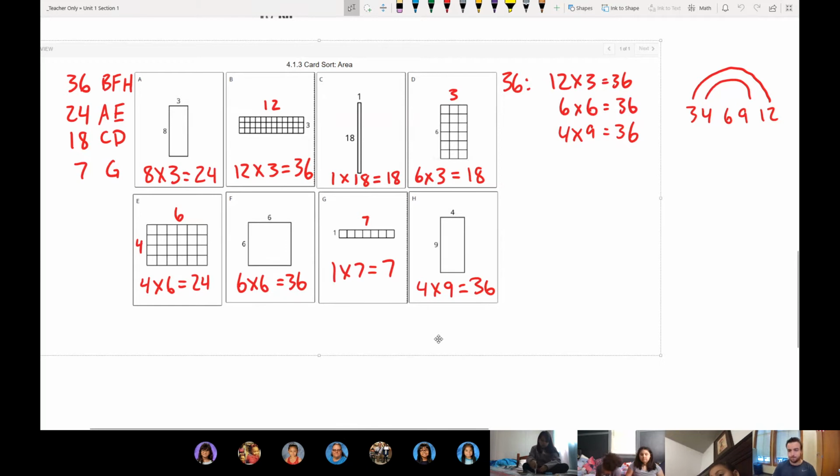Okay, here's a question for you. Are there any other rectangles we can make that have an area of 36? Maybe another way of thinking is there another factor pair that makes 36, or maybe even a couple? And if so, what could it be?